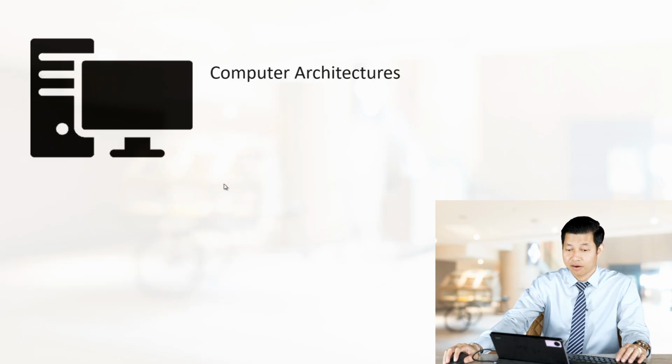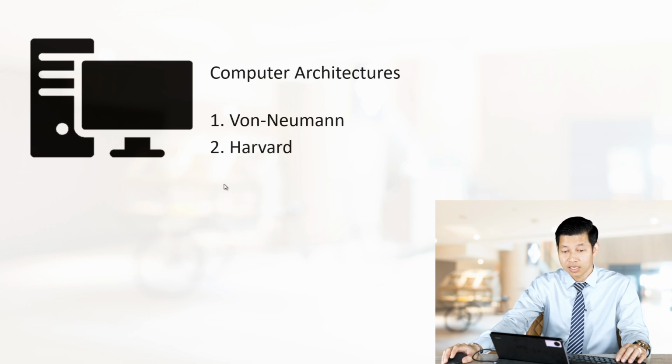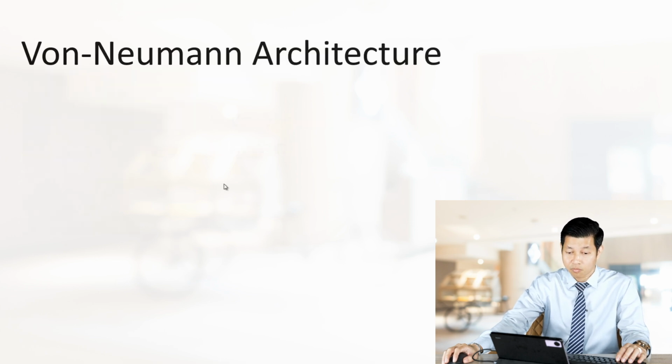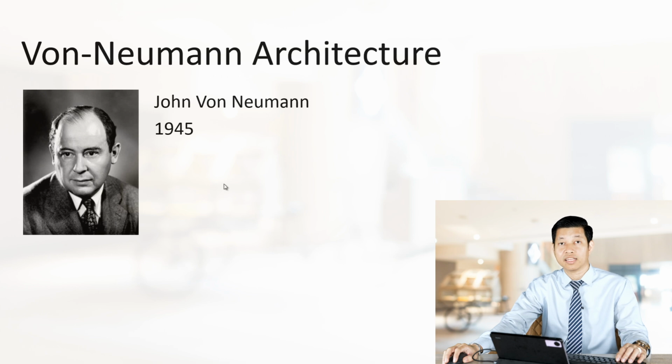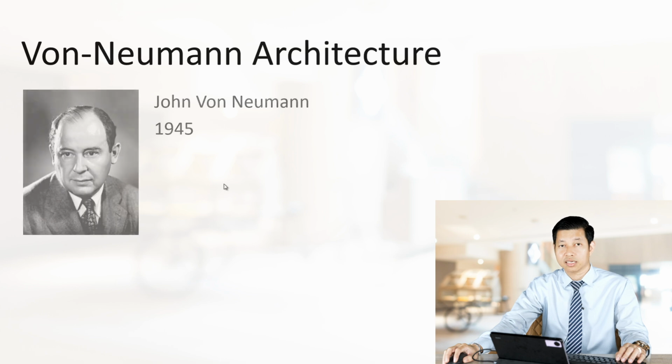There are two types of architecture. One is von Neumann and two is Harvard. So let's discuss more about von Neumann architecture. Von Neumann architecture was developed by the great mathematician and scientist John von Neumann in 1945. Most of the computers that we are using today are running on the von Neumann architecture. So now let's get started to see the architecture.